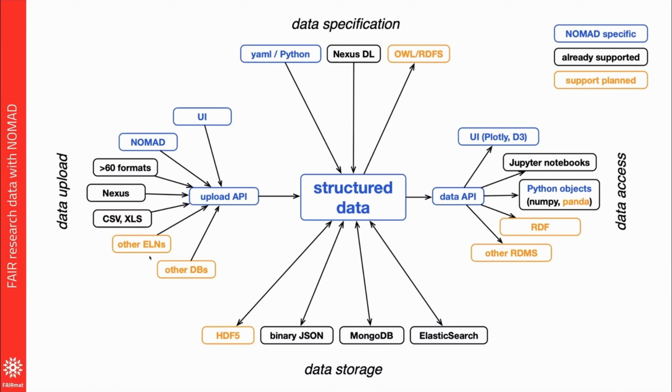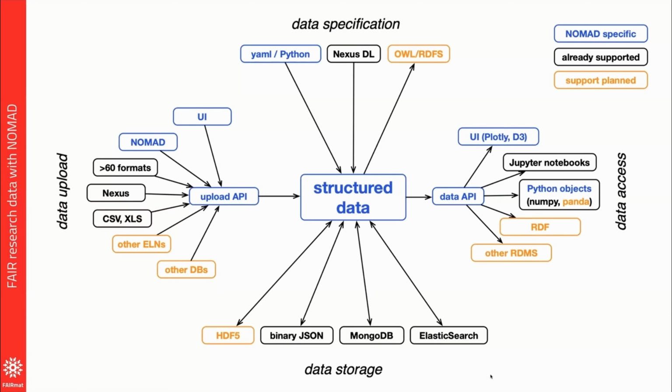So on the input side, you can use the user interface to edit your ELNs, right? Or you can upload files that are in one of the 60 formats that we already support, for example the Nexus format, or you can put your Excel and CSV files in there. You could also implement your own plugins here, your own boxes, so that you support more data types. On the output end, it's the UI that shows you things and allows you to search. It's Jupyter notebooks that use the API to access data, to do some machine learning on them and so on.